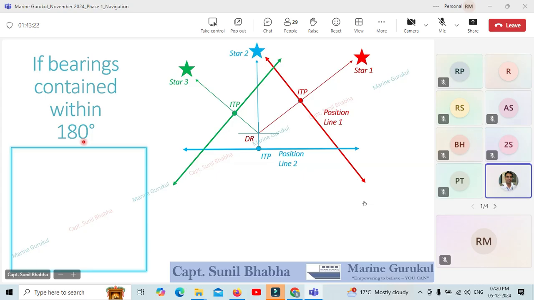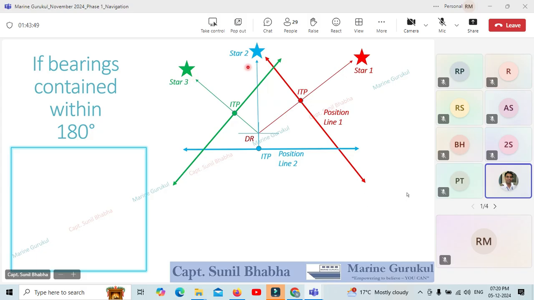Now, whenever we have such a scenario where the bearings are contained within 180 degrees, we will always be able to identify one particular star which lies in between the other 2 stars. Like in this example, we see the red color star, the blue star, and the green star.